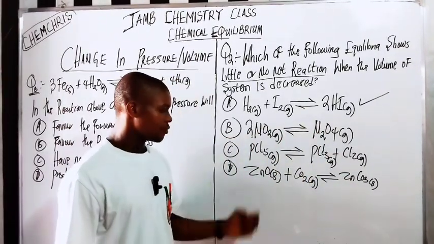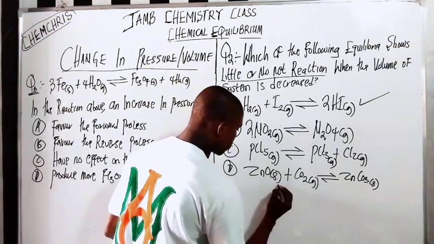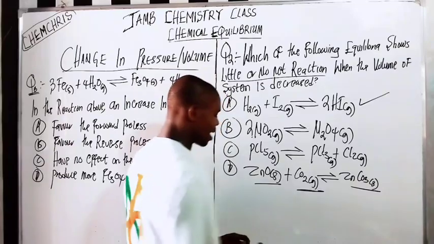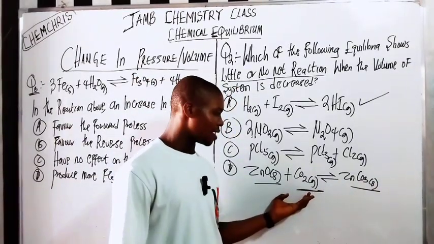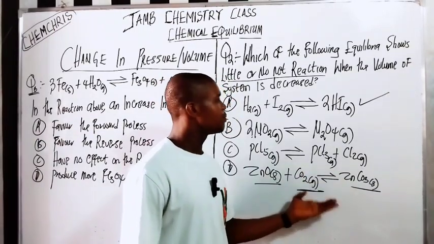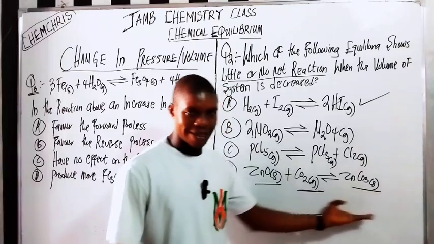Now look at this one here. Remember, we are looking at gases. So we are not looking at this one, we are looking at this one. So here we have gas. Of course this one has more gas than that one. We don't have 1 mole of gas, so we do not have any gas at all. So a change in volume or a change in pressure will affect this one here.